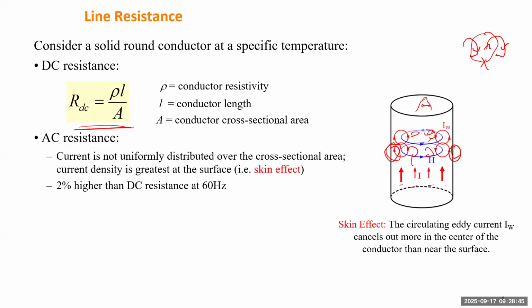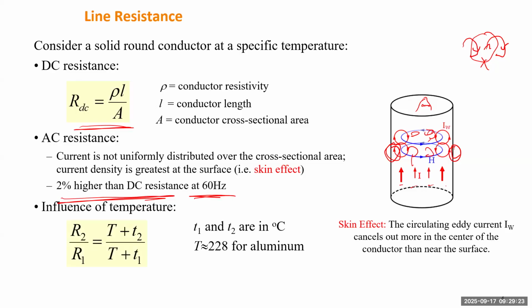Okay, how much higher? If we operate at 60 Hertz in the AC power system, the average resistance of the conductor can be 2% higher than the DC resistance. So to calculate the resistance, if you need a very accurate calculation, you can first measure the DC resistance. Then based on the frequency, you can tell how much you need to adjust the value. Maybe you need to increase by 2% if the frequency is 60 Hertz. But typically you can use just DC resistance if you don't need a very high accuracy calculation.